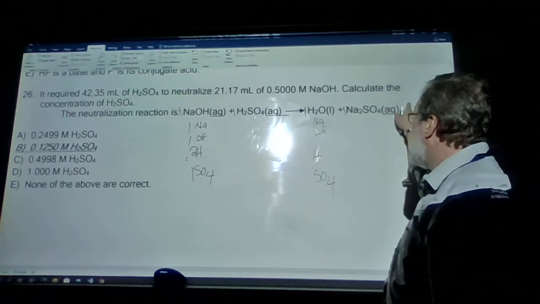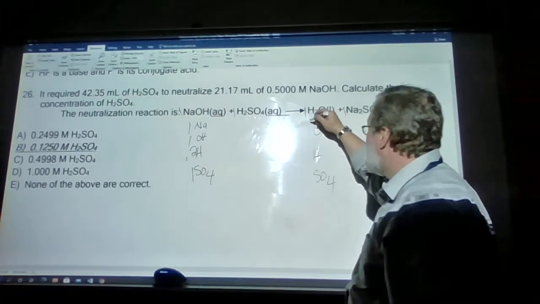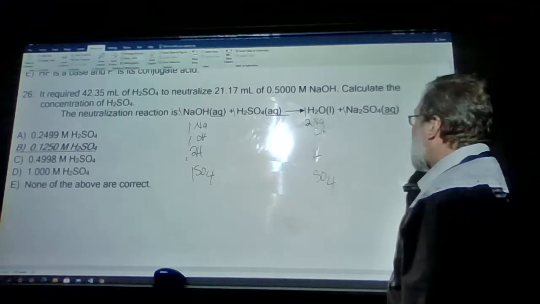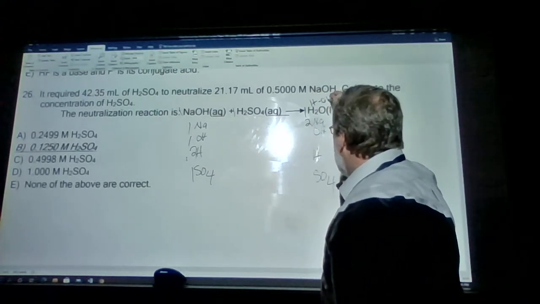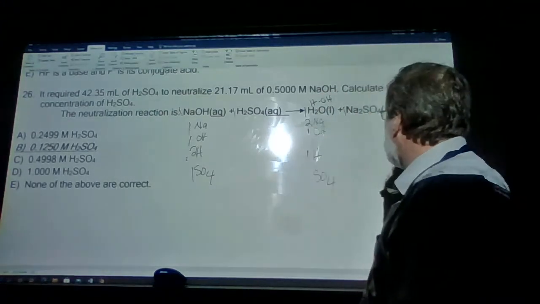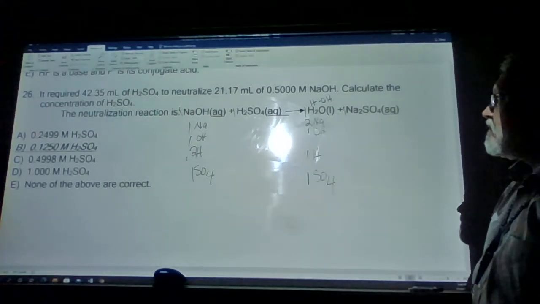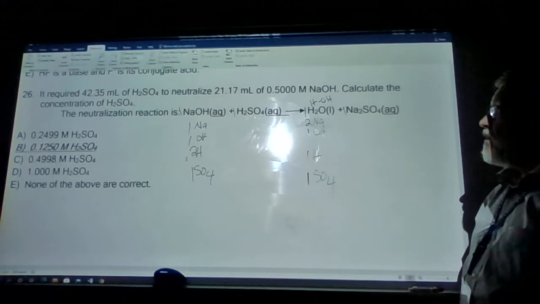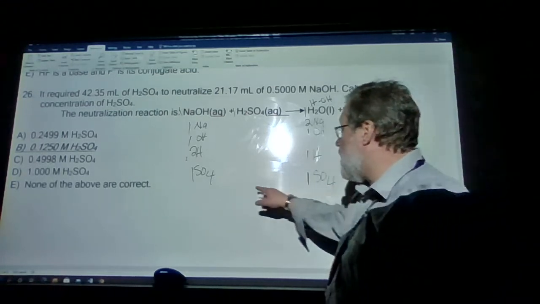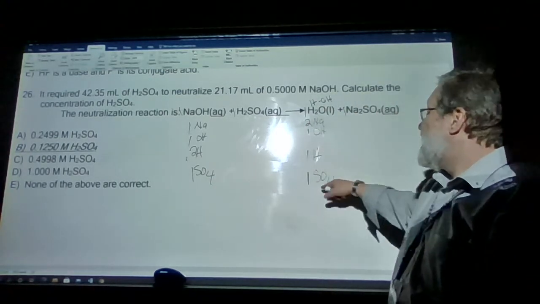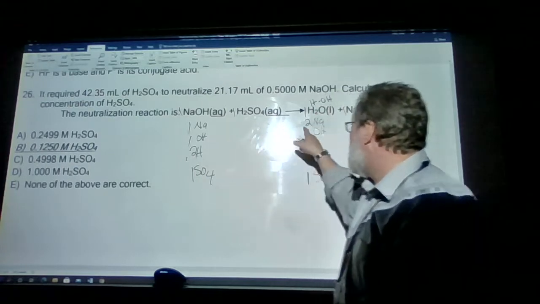We have 1 sodium sulfate, but there is a 2 following the sodium. So it is 2 Na. Water is HOH, 1 OH, 1 H. We have 1 sulfate. Right now, we're not balanced. Let's take the most complicated thing, the sulfates. Balanced. Next most complicated thing, the OH. 1 there, 1 there.